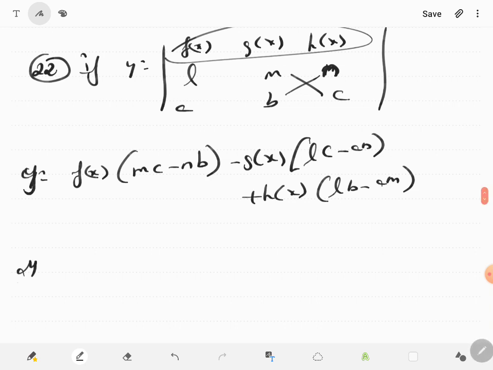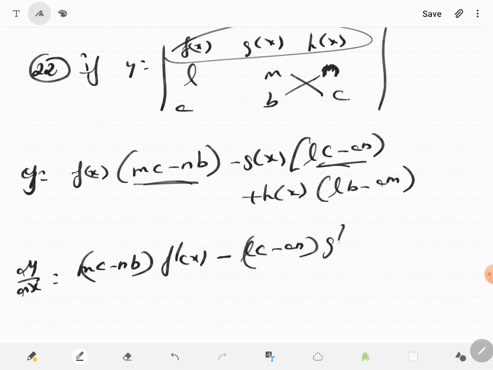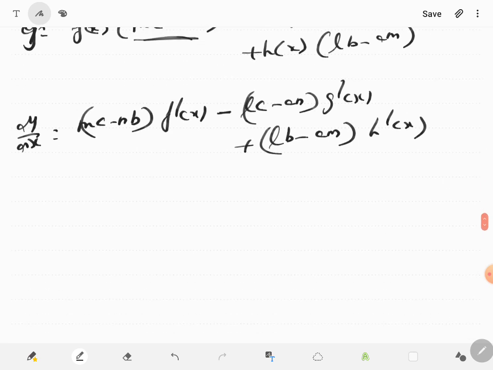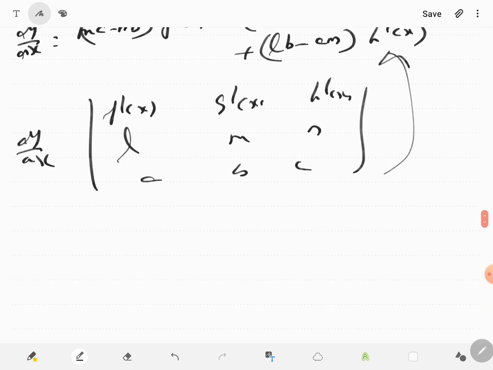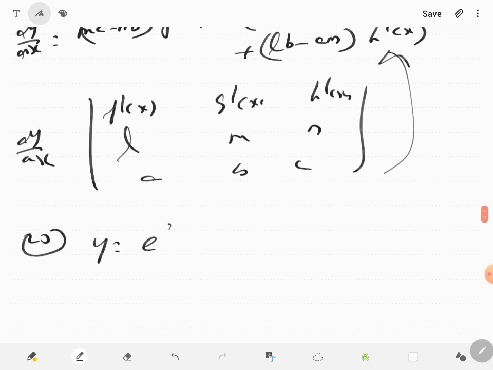You just solve the determinant, and that is the value of y. Now you have to do dy by dx. This is a constant, mc minus nb becomes f dash of x, minus lc minus an into g dash of x, plus lb minus am into h dash of x. Differentiation, that's all. So therefore you can write this as, just copy what is dy by dx: f dash of x, g dash of x, h dash of x, just copy it, l, m, n, a, b, c, because when you solve this you'll get this. So therefore it's proved.